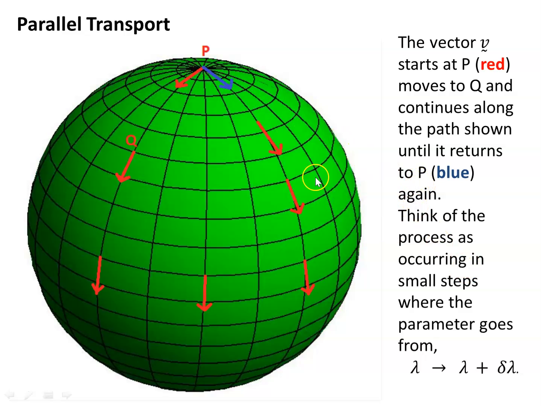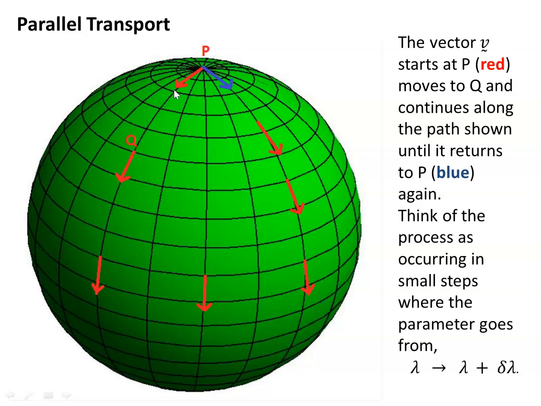And what we do is we move this vector in very, very incremental small steps, in infinitesimally small steps, delta lambda. So if we parameterize the path in terms of lambda, then we're going to move it from lambda to lambda plus delta lambda. Delta lambda is infinitesimally small, so we move the vector parallel to itself along this path here. And we move it in very small steps, keeping the magnitude constant, keeping its direction constant.